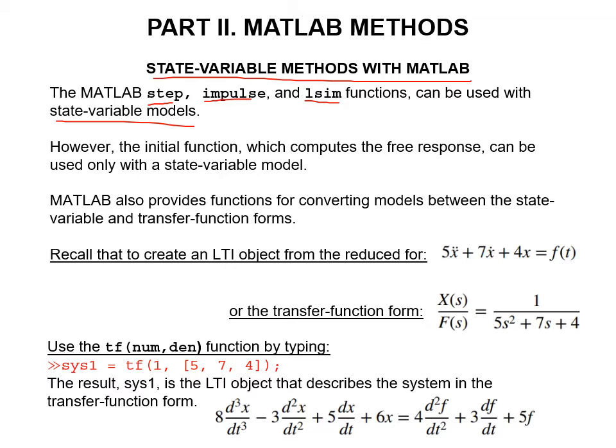We can recall that to create an LTI object for the reduced form, we have an example over here: 5x double dot plus 7x dot plus 4x is equal to f of t. Then we can get it in our transfer function form here: X of s over F of s is equal to 1 over 5s squared plus 7s plus 4.